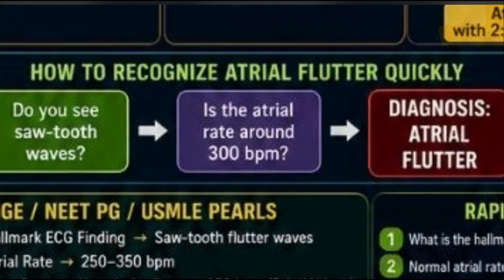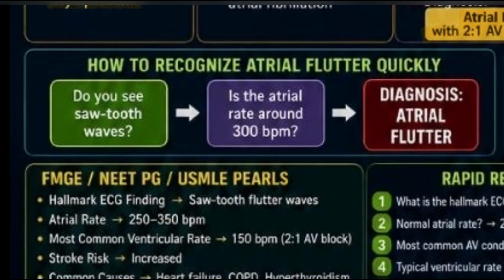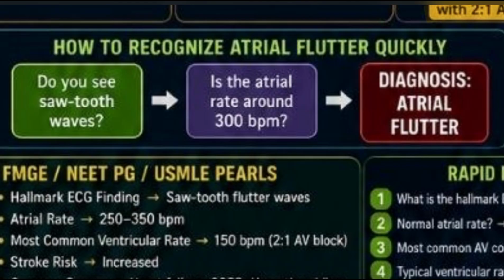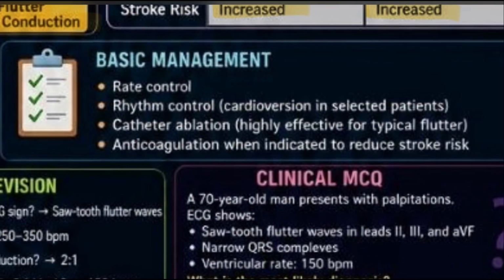So now, how do we diagnose atrial flutter quickly, within 1 minute? Whenever you are interpreting an ECG, we have to ask ourselves: are we seeing sawtooth waves or not? Is the atrial rate around 300 beats per minute or not? If you are seeing both positives, then the diagnosis will be atrial flutter.